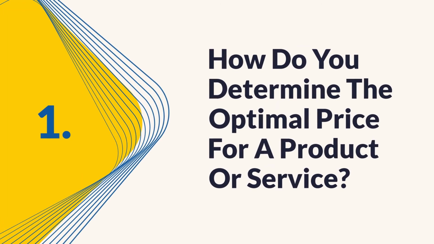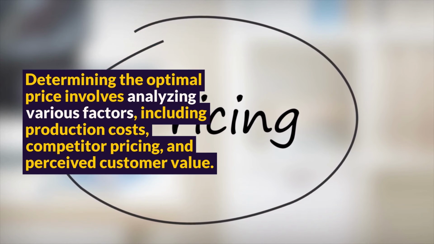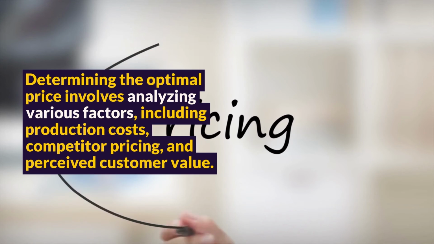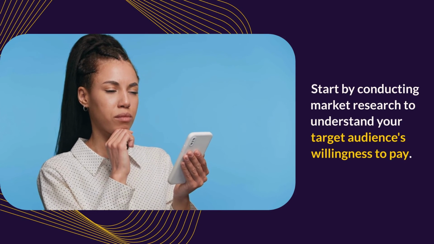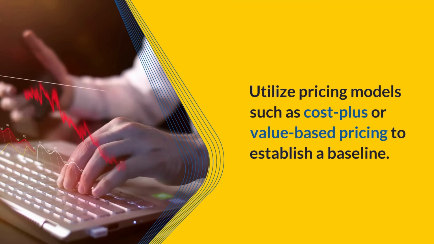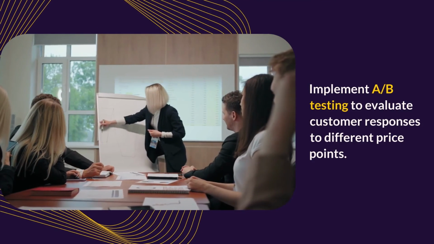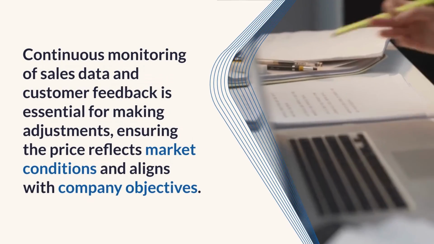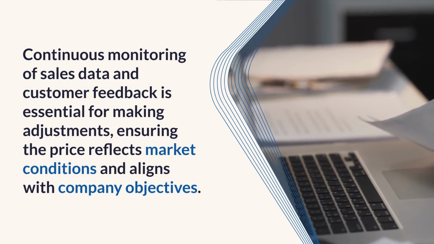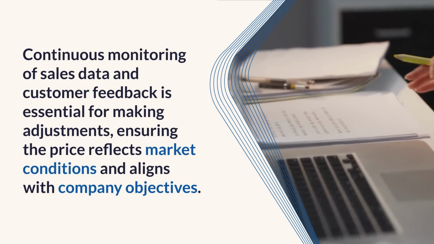upcoming interview. 1. How do you determine the optimal price for a product or service? Determining the optimal price involves analyzing various factors, including production costs, competitor pricing, and perceived customer value. Start by conducting market research to understand your target audience's willingness to pay. Utilize pricing models such as cost-plus or value-based pricing to establish a baseline. Implement A/B testing to evaluate customer responses to different price points. Continuous monitoring of sales data and customer feedback is essential for making adjustments, ensuring the price reflects market conditions and aligns with company objectives.